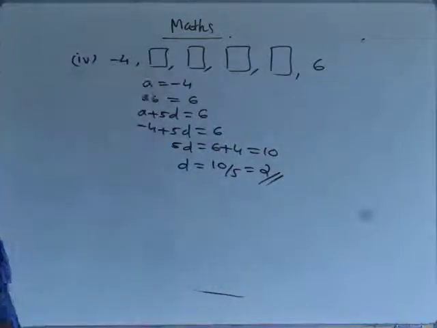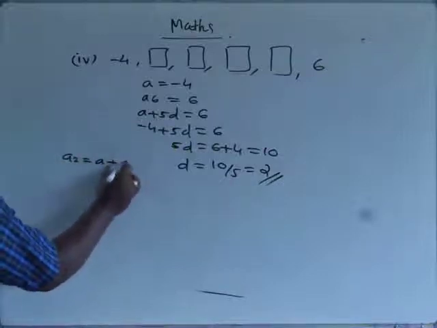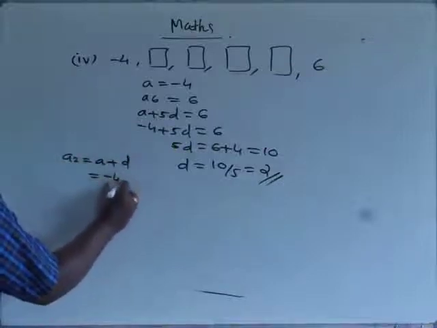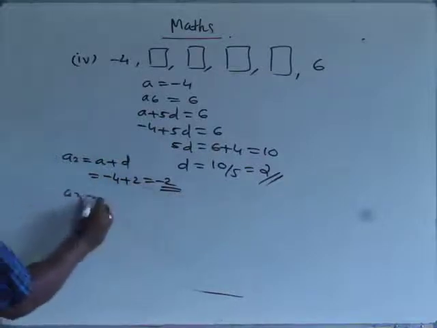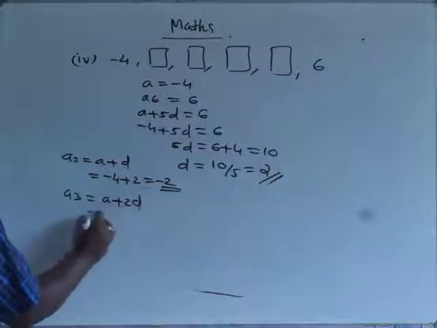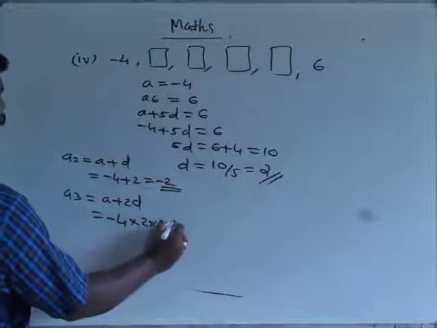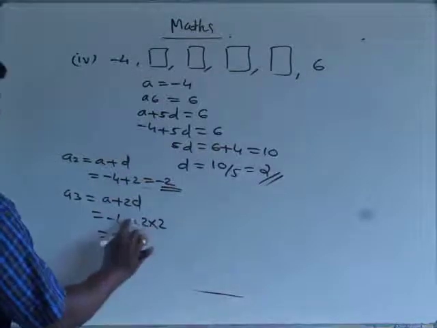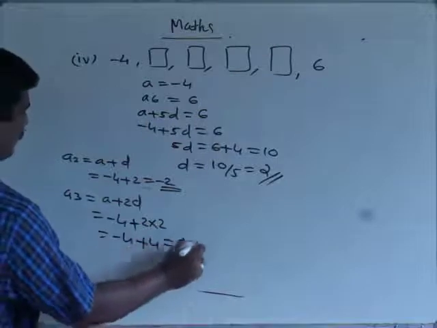Find out first a2. So a2 equal to a plus d, that is minus 4 plus 2, that is minus 2. Next find out a3, which is a plus 2d, that is a is minus 4 plus 2 into d. d is 2. What is 2 into 2? 4. That is minus 4 plus 4. What is minus 4 plus 4? The answer is 0. Clear?